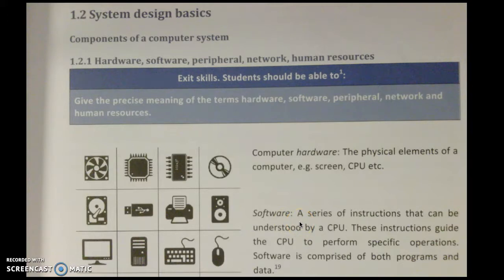Software, according to IB, is a series of instructions that can be understood by a CPU. These instructions guide the CPU to perform specific operations. Software is composed of both programs and data. So again, you need to know that verbatim. So obviously something like Microsoft Word, Safari, Google Chrome, that's software. Mac OS X, Windows, that's all software. But remember, in their definition, comprised of both programs and data.